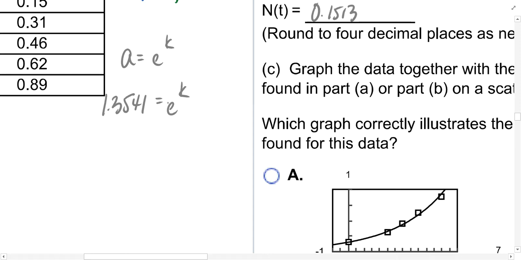K is the unknown. E is some numerical value. Well, I can apply a logarithm to both sides of this equation and rewrite this exponential. We'll call this the natural log, because that's the logarithm with the base of e. The natural log of 1.3541, and that should equal k.